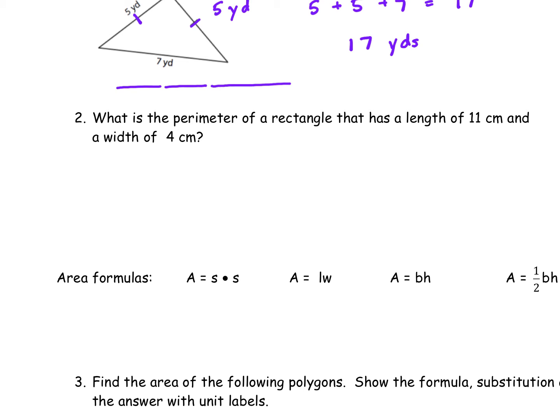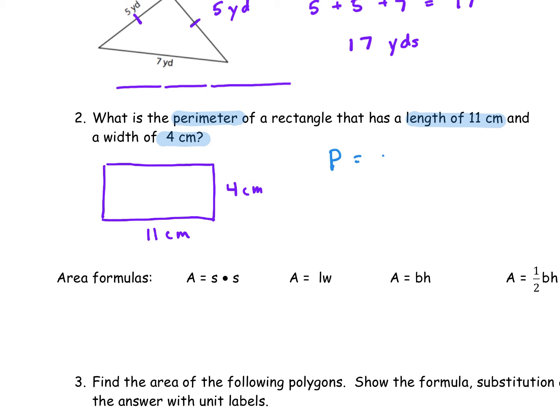Next, question number 2 asks you to find the perimeter of a rectangle. It mentions that this rectangle has a length of 11 centimeters and a width of 4 centimeters. It would be very helpful to also highlight perimeter. Now it might also be helpful for us to draw a picture of this rectangle. It mentioned that the length was 11 centimeters and the width was 4 centimeters. Now, one of the common mistakes is to just use the 2 dimensions that I see.